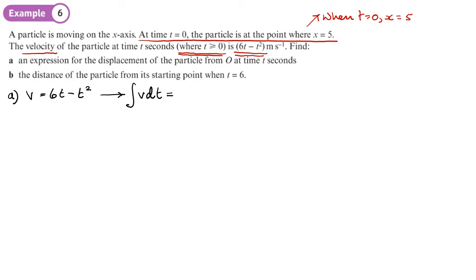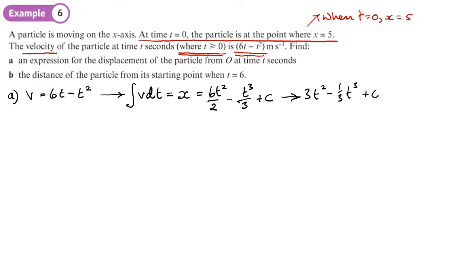Now we're using x for displacement in this question because you see it says when x equals 5, so it's going to be x. So that's going to equal, we add 1 to the power, divide by the new power, we'll tidy this up in a minute, 6t squared over 2 minus t cubed over 3 plus c. Okay, let's just tidy it up a bit. So we have 3t squared minus a third t cubed plus c. So that's what x is.